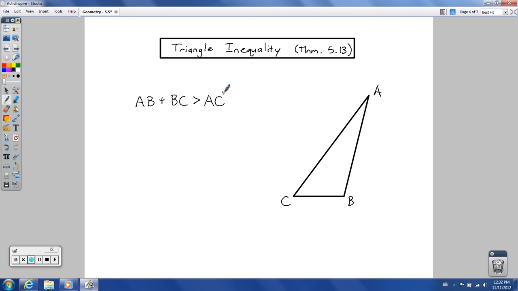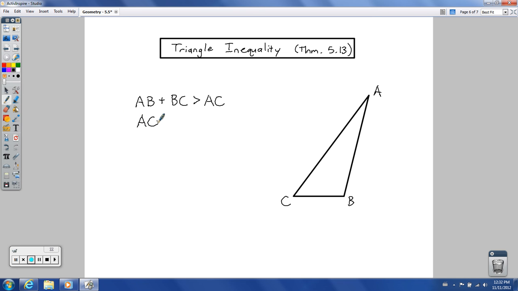I hope that it makes intuitive sense too, because if you go straight from A to C, that's the shortest way to get from A to C. And if you take this kind of off the beaten path route from A to B and then B to C, that would be a longer distance. So that's an easy way to remember that one.